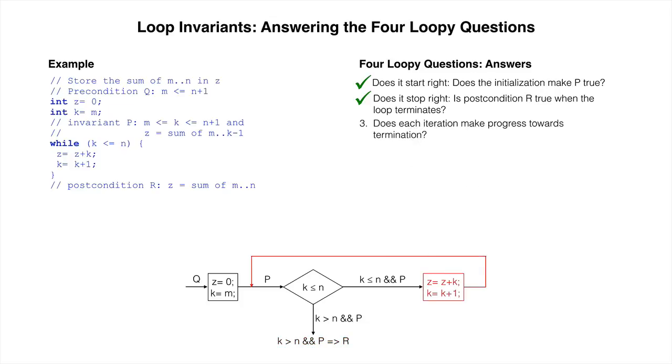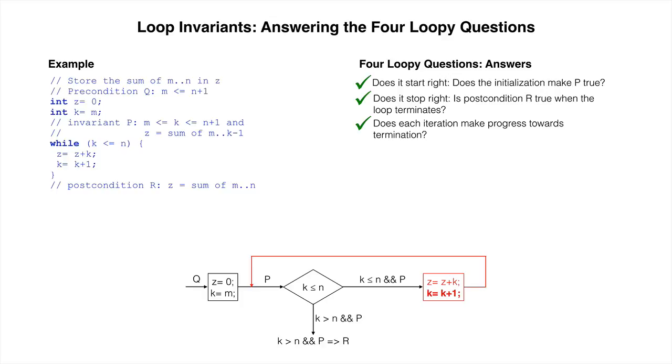The third loopy question is, does each iteration make progress toward termination? We have bolded the relevant code in the flowchart. As you can see, on each iteration of the loop, k is incremented by 1. At some point, k will reach n plus 1, and the loop will terminate. The answer to the third loopy question is yes.